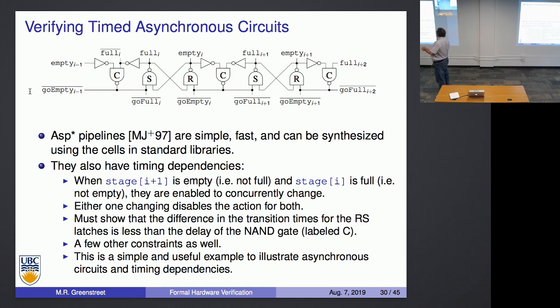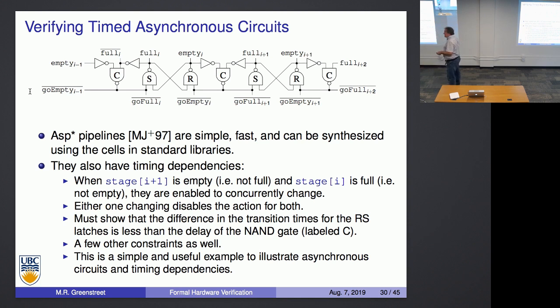Then you're allowed to move a value from this stage to that one, and that's done because these two inputs to this NAND gate go low. The output of this middle NAND gate goes low, and that triggers the two RS latches to flip. So the two RS latches go from being in this state to this state.